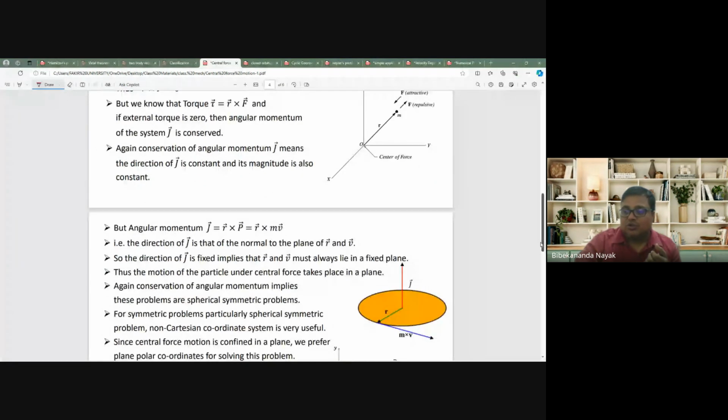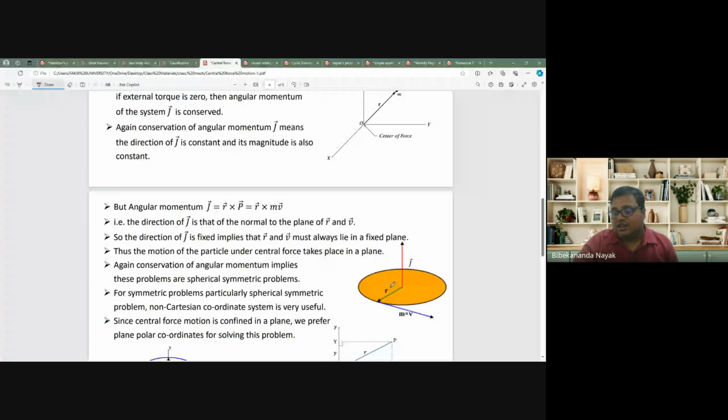See here, angular momentum L or J is r cross p, where r is the position vector and p is equal to mass into velocity. Velocity is in this direction, so r cross p is always upward. According to the thumb rule, r cross p is along this direction, and it is always constant in magnitude and direction is fixed. What does it imply? r and v are in the same plane.